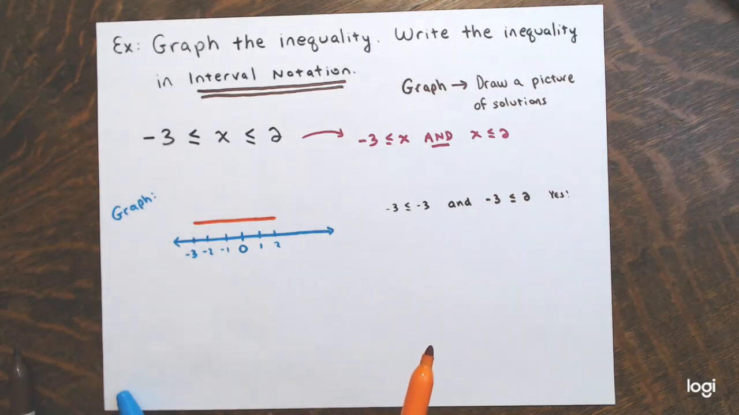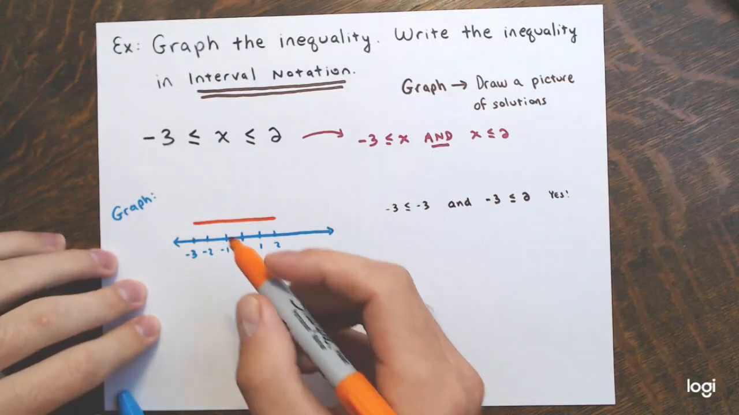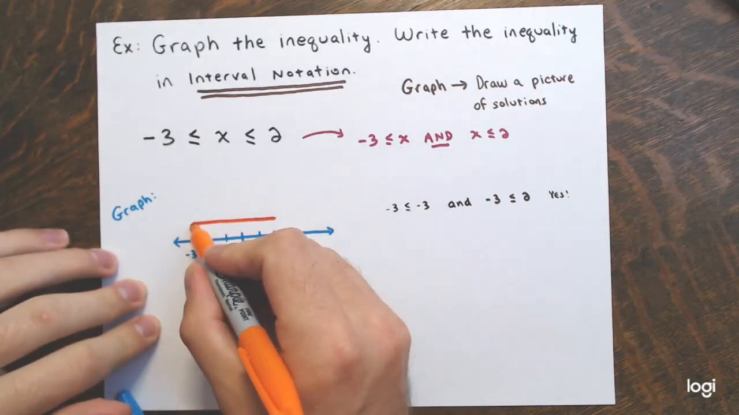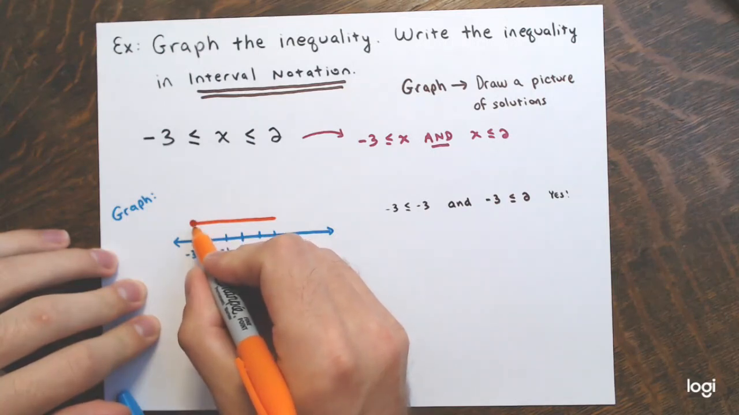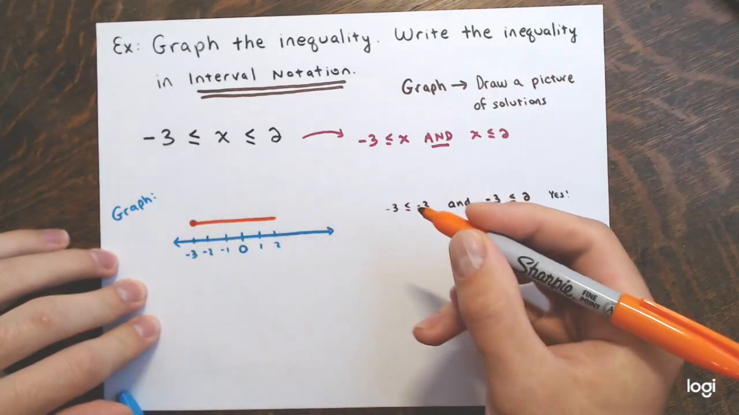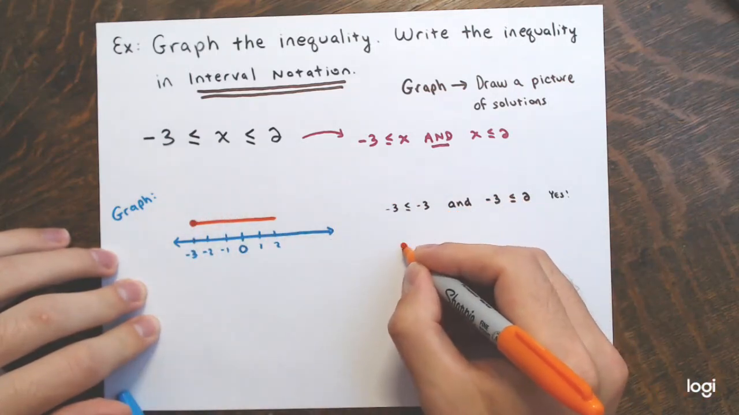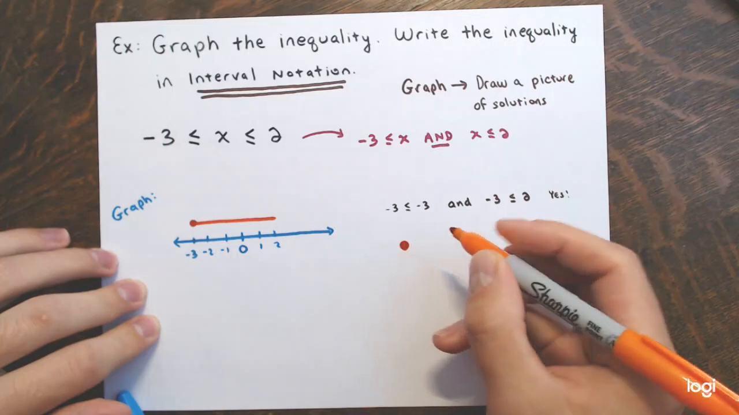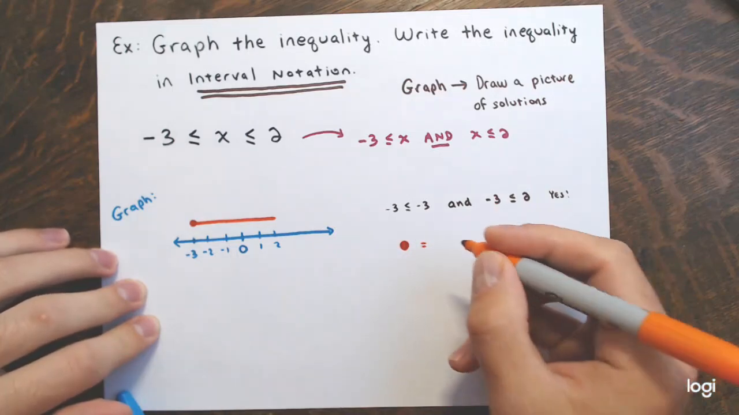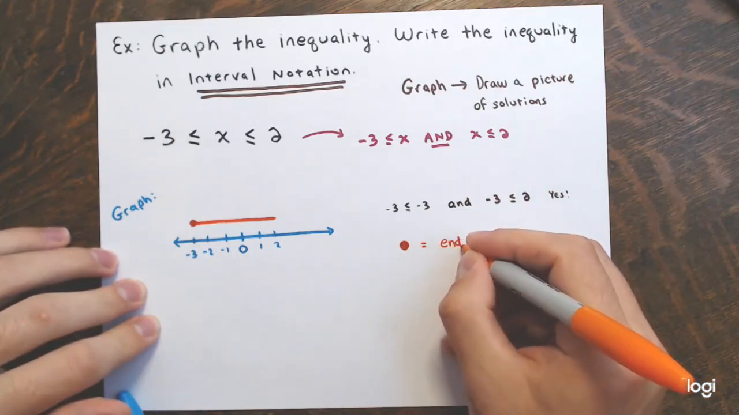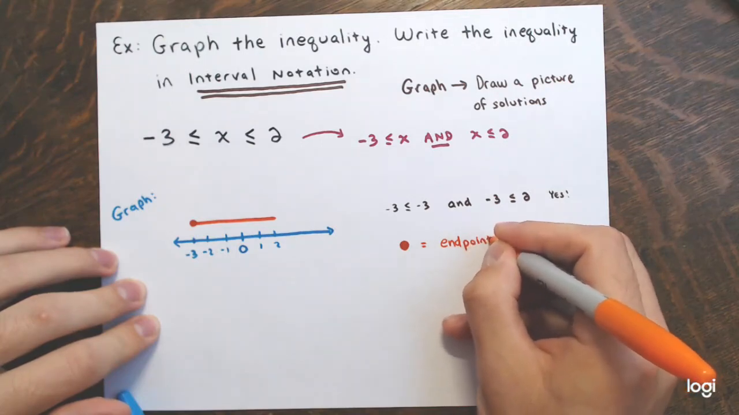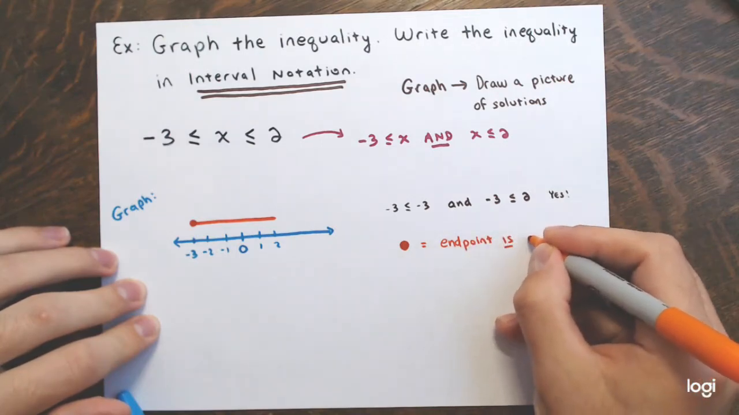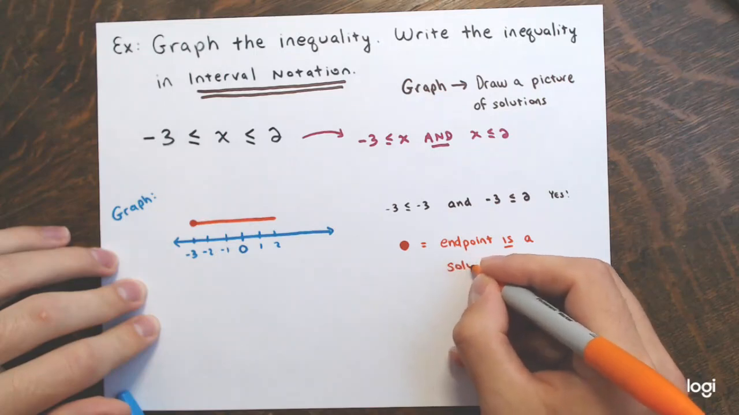Now, to indicate this, I guess it depends on what textbooks you're looking at. Some books, to indicate that an endpoint is a solution, will just close the left endpoint off with a nice closed dot. So a nice solid dot here could indicate that the number at the endpoint is a solution to the inequality.